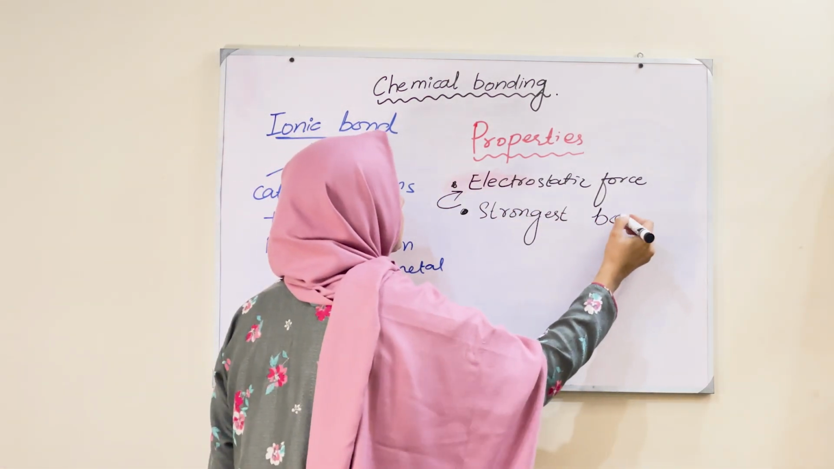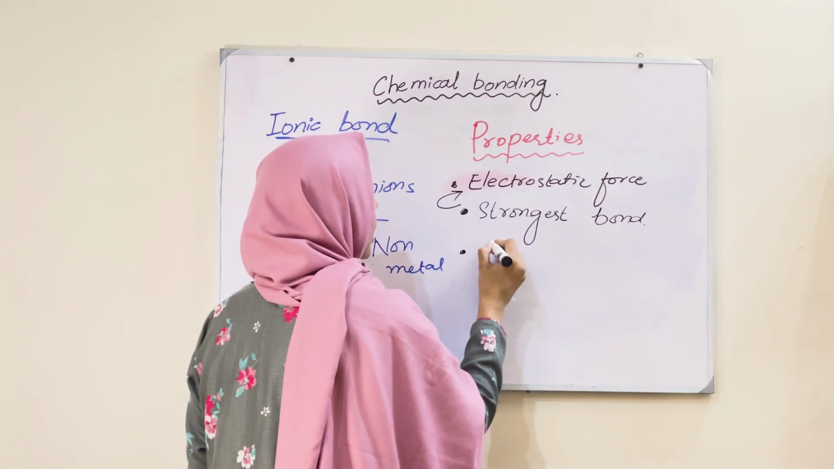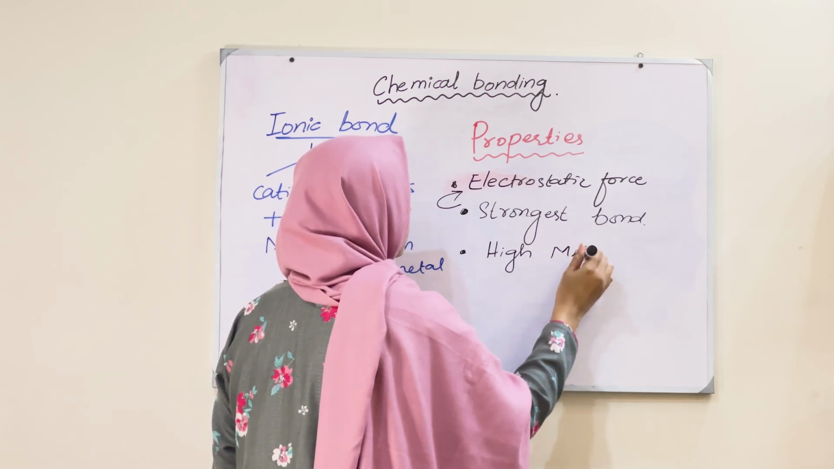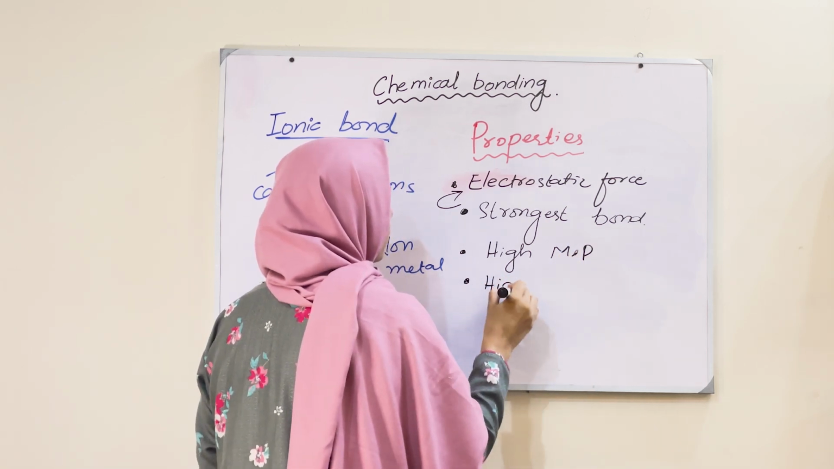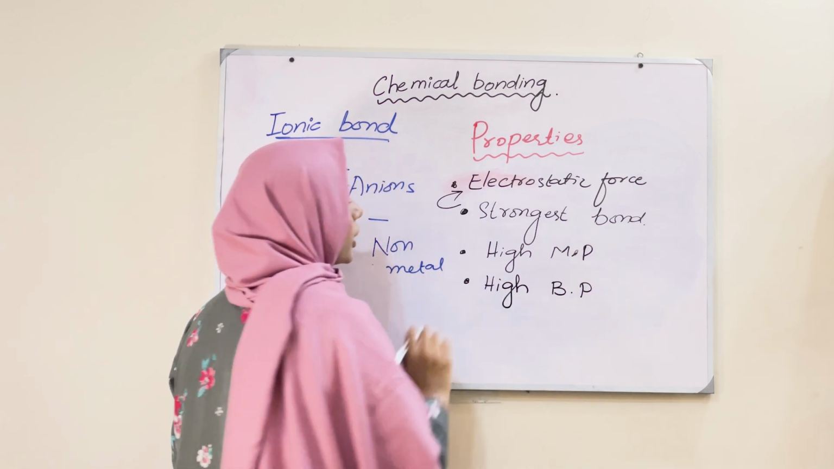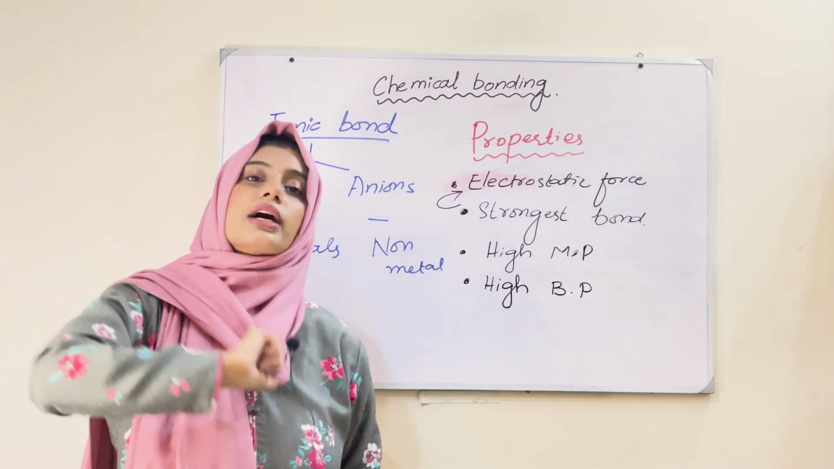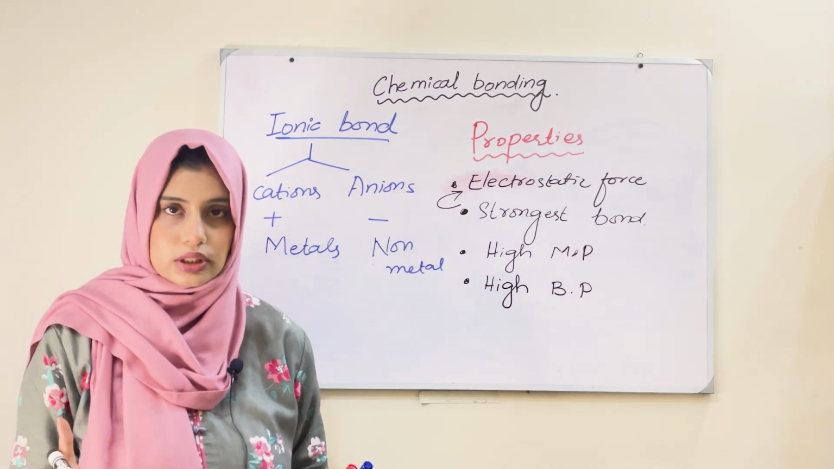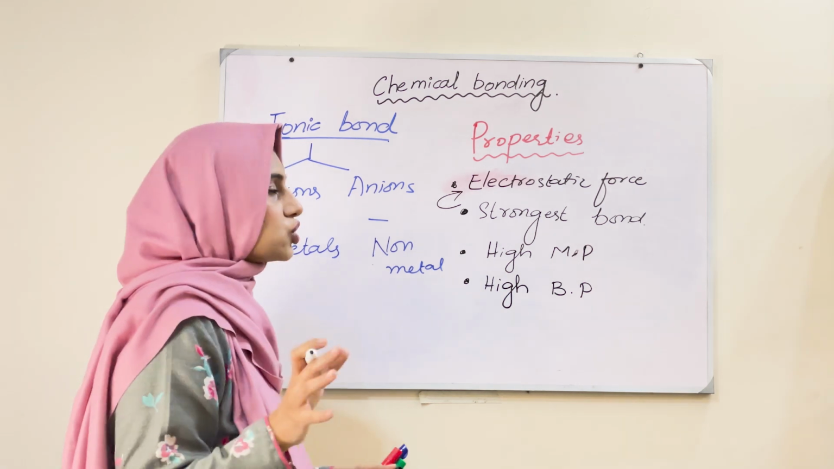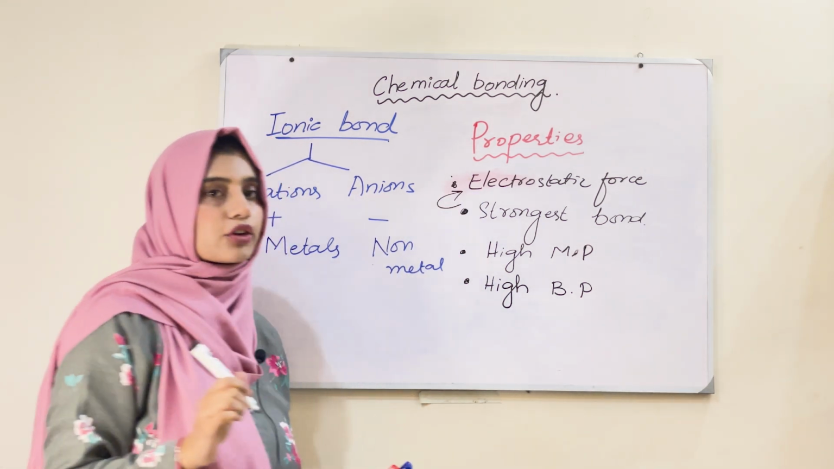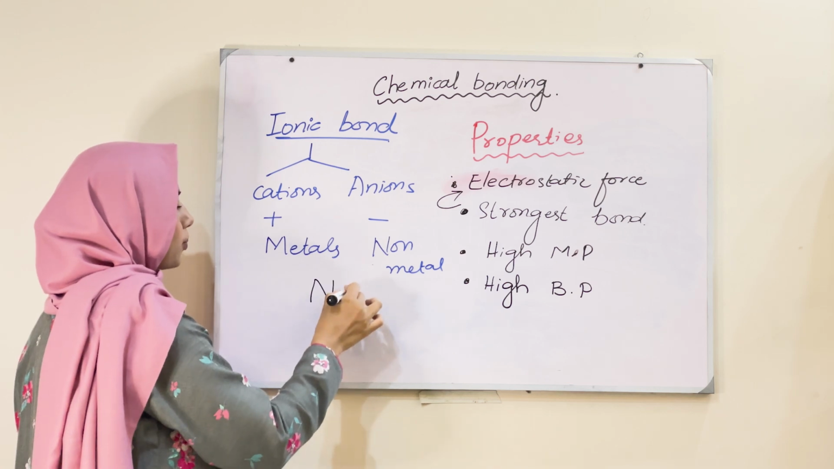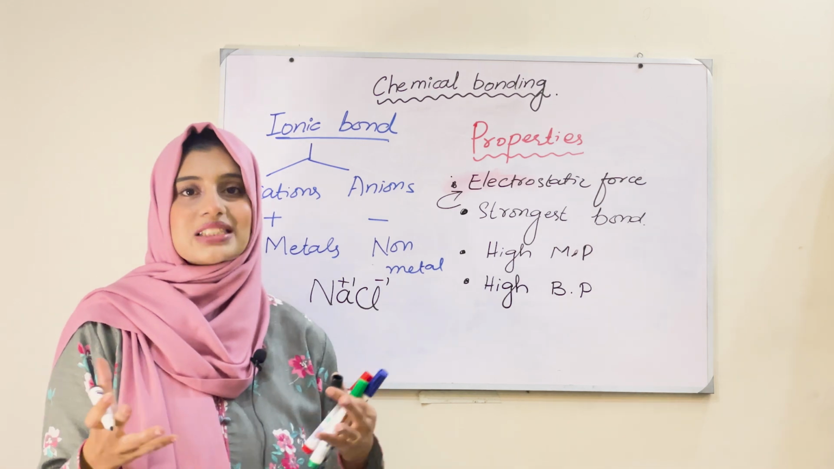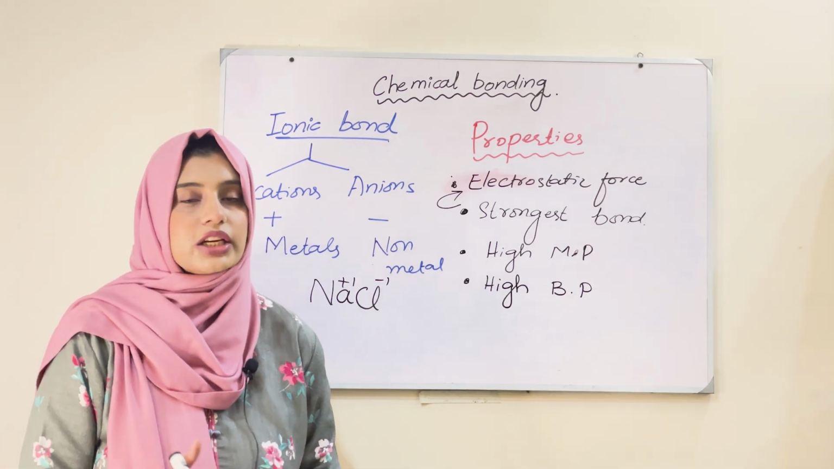If the bond is strong, that means it will have high melting point, high boiling point, right? Then we have conduction of electricity. We know that electricity is conducted due to electrons or due to some ions, some charges. So here we have electrostatic force. This is the compound, for example, NaCl. Na is positive, Cl is negative. So if the compound is in solid state, it is poor conductor of heat and electricity.